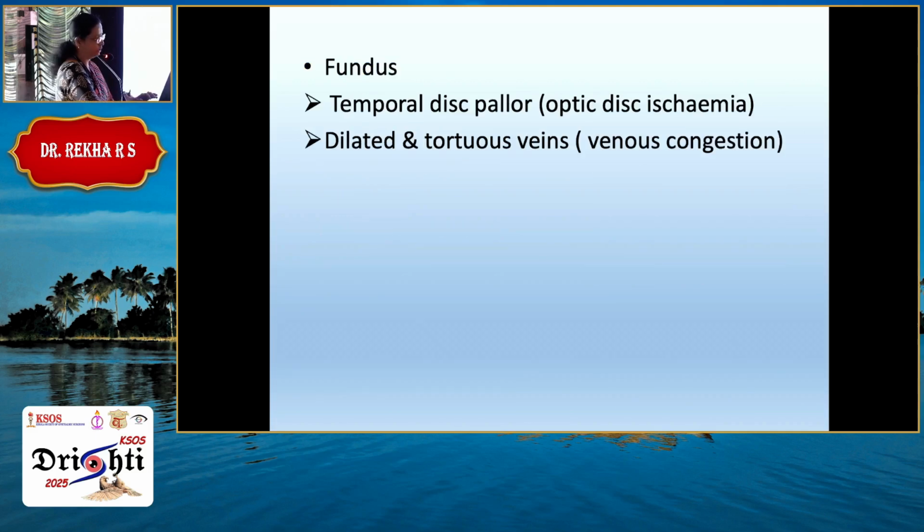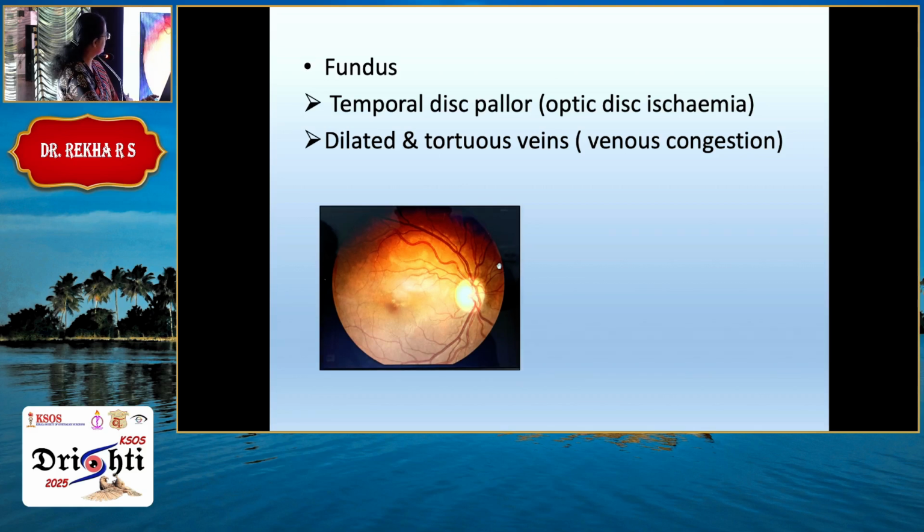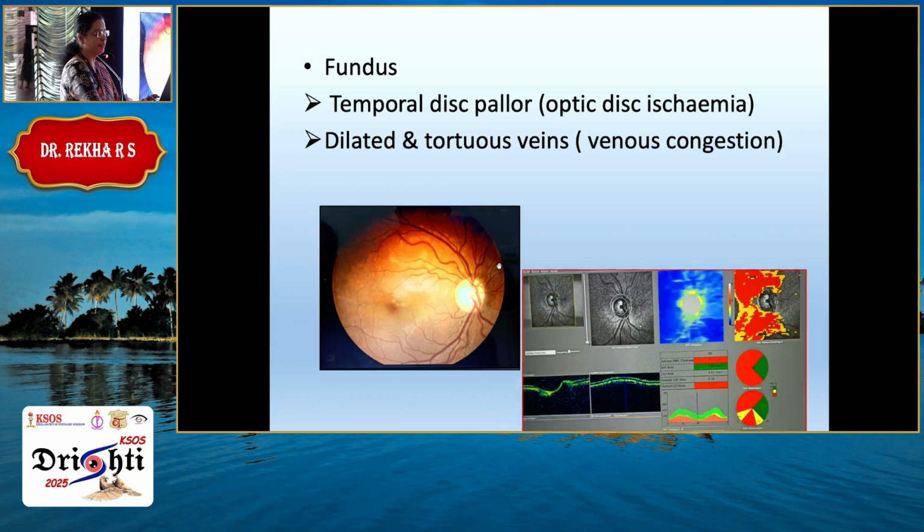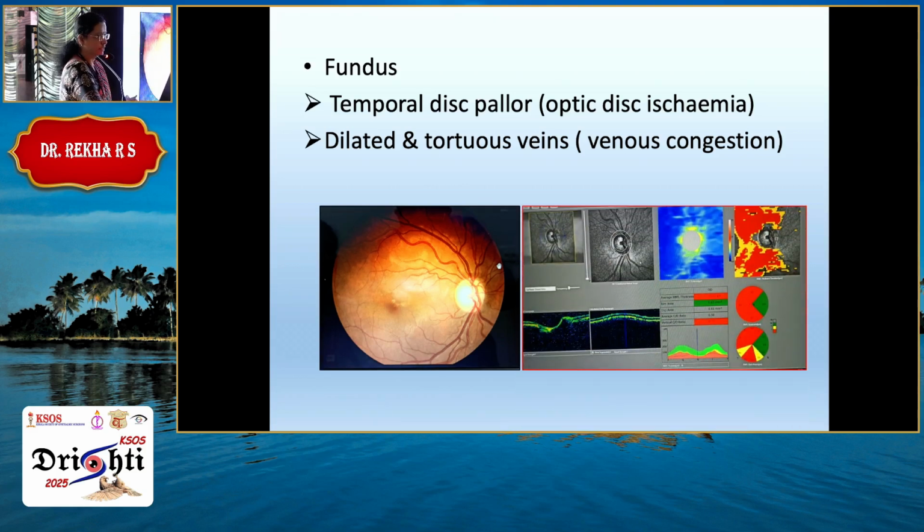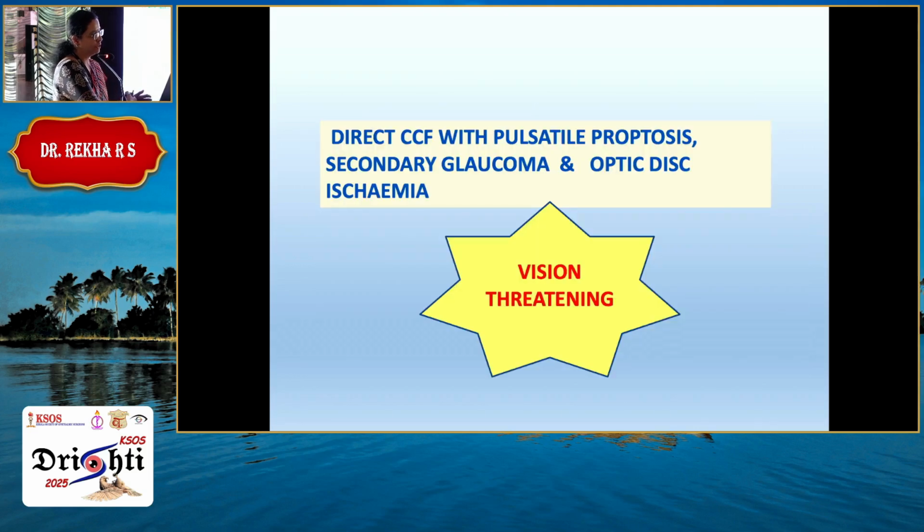The fundus showed temporal disc pallor, which was evidence of optic disc ischemia, and dilated and tortuous veins due to the venous congestion. The optic disc ischemia was confirmed by the pallor of the optic disc. So now it has become a direct CCF with pulsatile proptosis, secondary glaucoma and optic disc ischemia. Now it was a vision threatening condition.